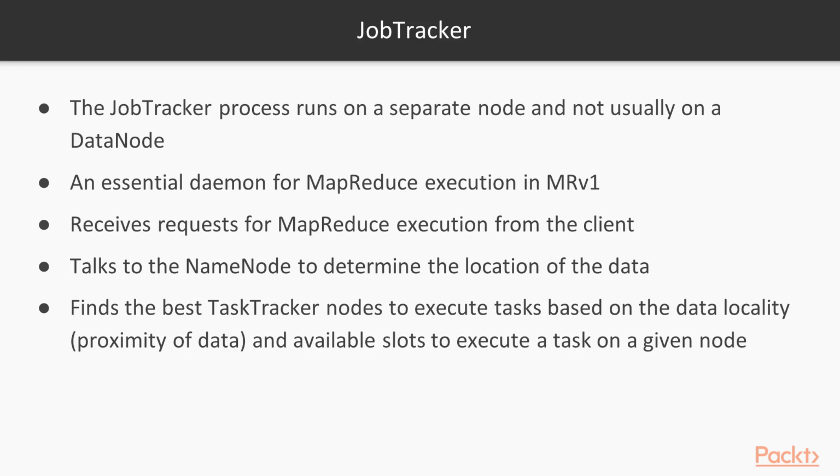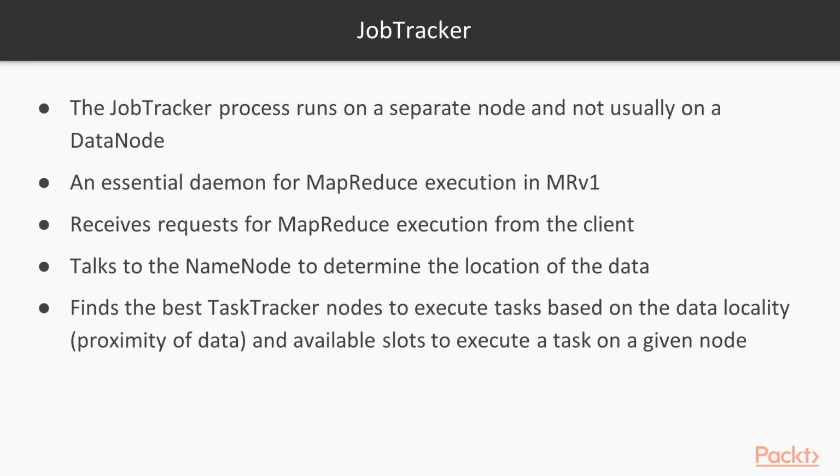The job tracker process runs on a separate node and not usually on a data node, and this job tracker is an essential daemon for MapReduce execution in MRv1, which is MapReduce version 1. Job tracker receives the request for MapReduce execution from the client. Job tracker talks to the NameNode to determine the location of the data. If you remember from the previous video, we were talking about how the client talks to the NameNode. So job tracker comes in between and talks to the NameNode service and asks for the location of the data, where the data will be stored for the future jobs.